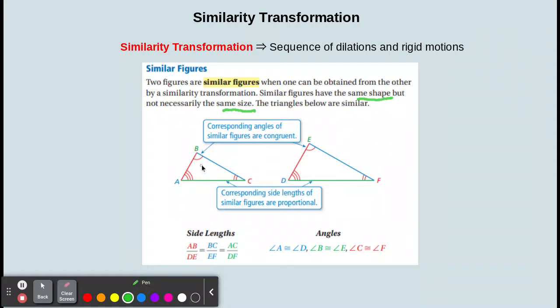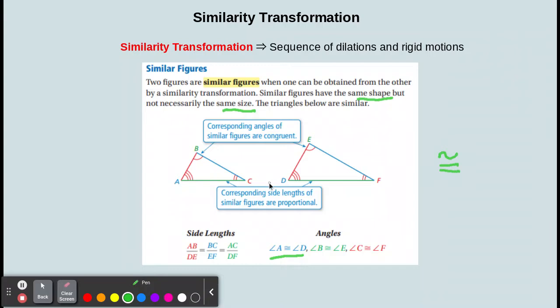We know they have the same shape because their angles are congruent. So angle B is the same as angle E. They have the same measure. We can also see that because angle B has a single angle mark, as does angle E. Angle C and angle F both use a double angle mark, meaning that angle C is congruent to angle F, and likewise for angle A and D. And below is how we denote it, remembering that congruent symbol.